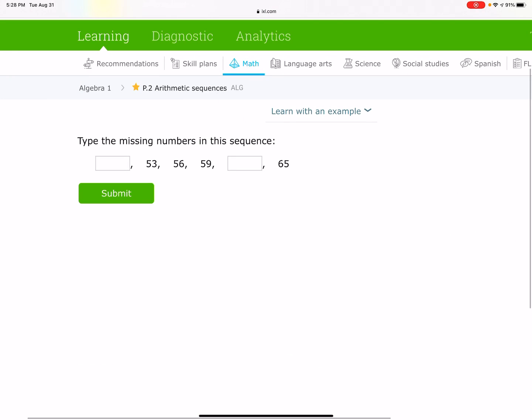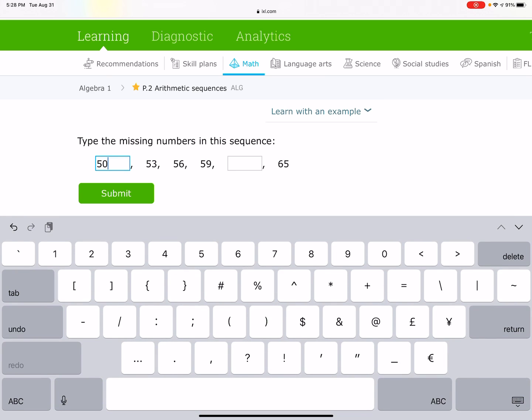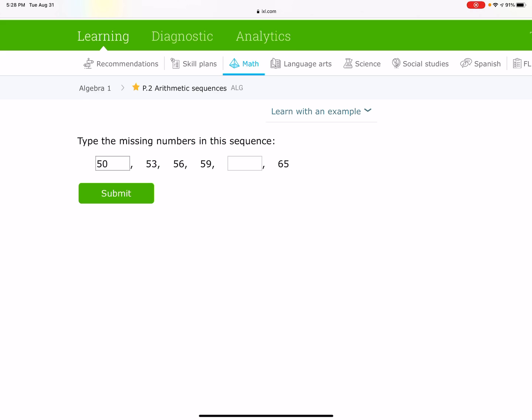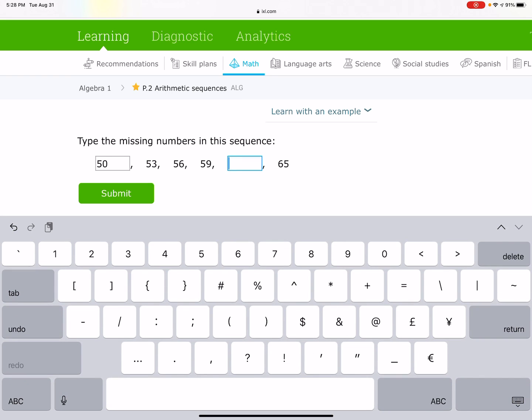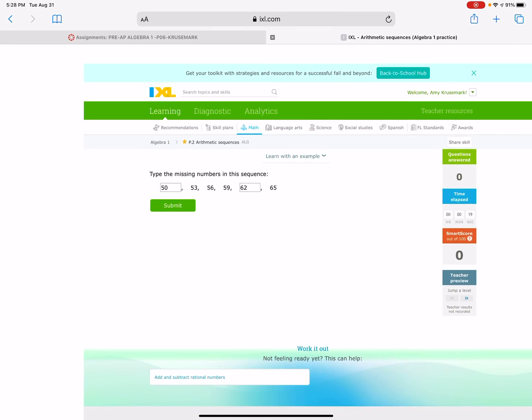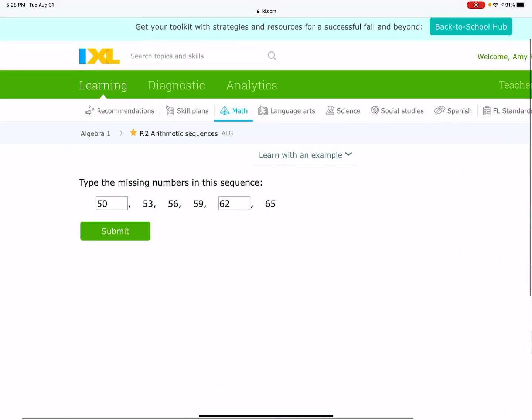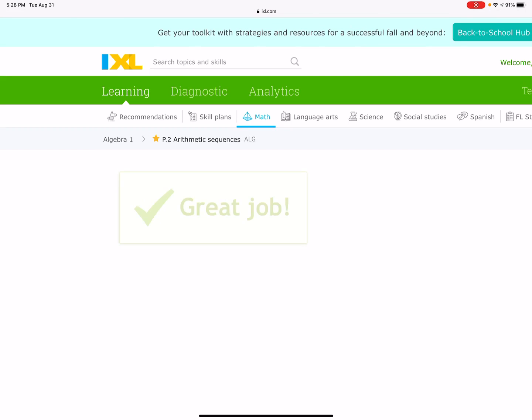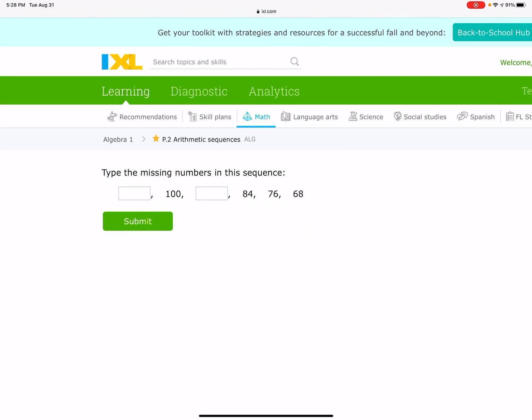Here's one similar. It looks like they're adding 3 each time. So I'm going to guess 50 here, right? Add 3, add 3, add 3. So 59, 60, 61, 62, 63, 64, 65. Okay, so this one's definitely an arithmetic sequence. And you notice everyone in this assignment, I'm just adding and subtracting. So this one's probably a little easier if you want to switch to this one first.